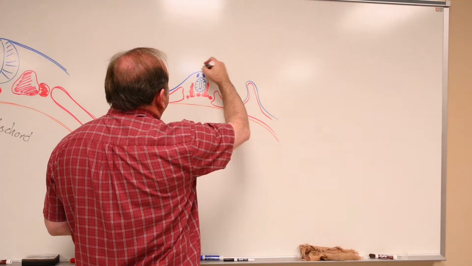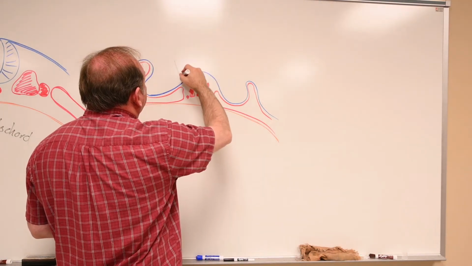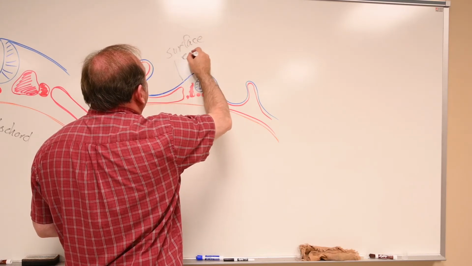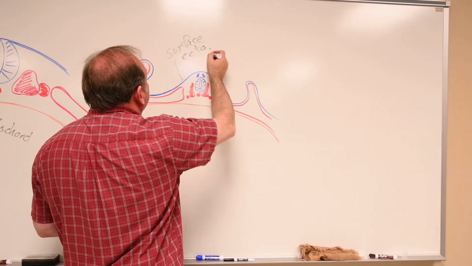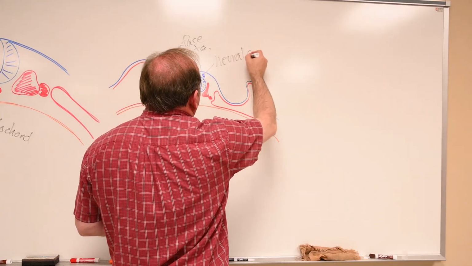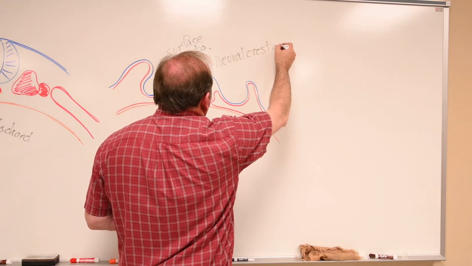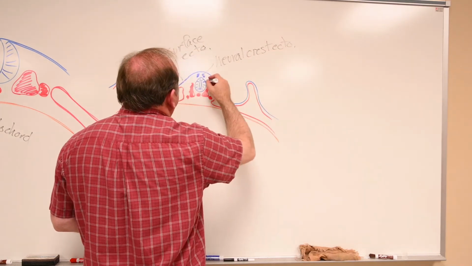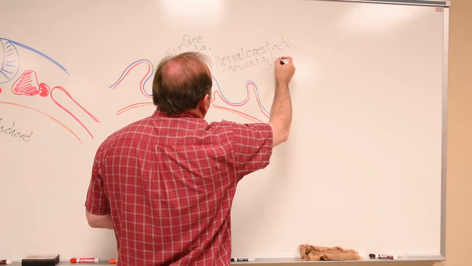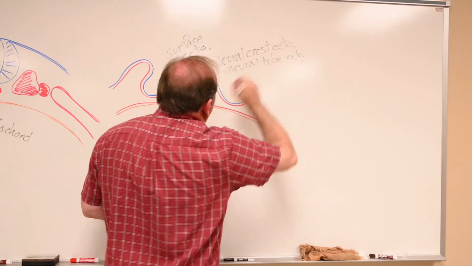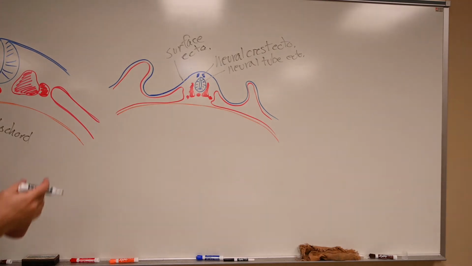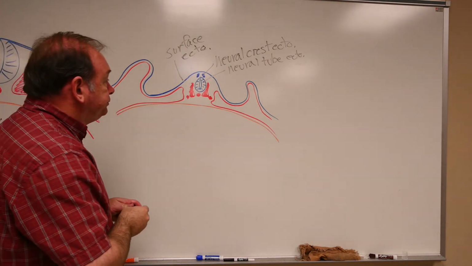So we'll label right here, surface ectoderm. Surface ectoderm here, neural crest, ectoderm, and then neural tube. Ectoderm. So we have three parts of ectoderm at this stage.